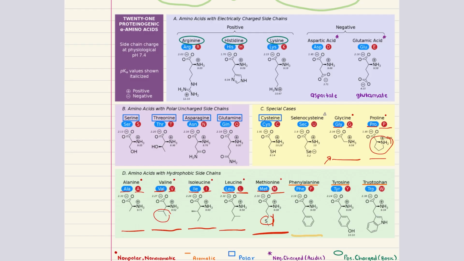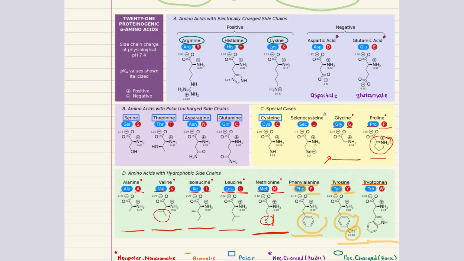First is phenylalanine. Its three-letter abbreviation is PHE, and its one-letter code is F. It has a benzyl side chain, which is highly hydrophobic and nonpolar. Next is tyrosine. Its three-letter abbreviation is TYR, and its one-letter code is Y. It has a hydroxyl group attached to an aromatic ring, and that hydroxyl group makes tyrosine slightly polar and capable of forming hydrogen bonds. Then we have tryptophan.